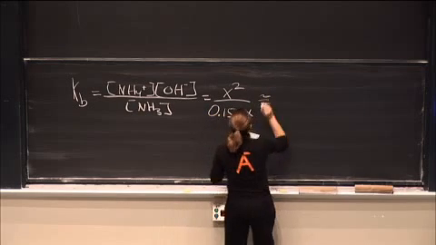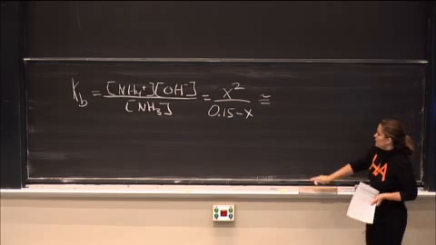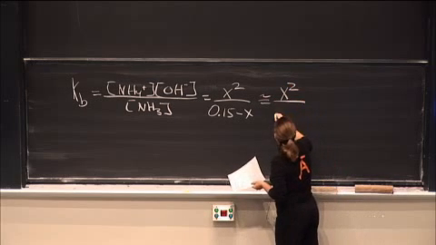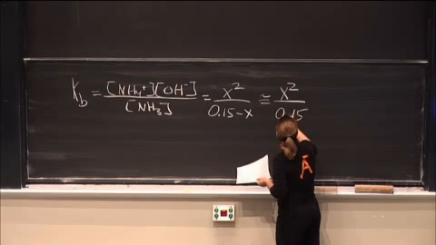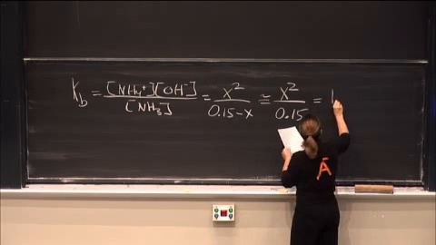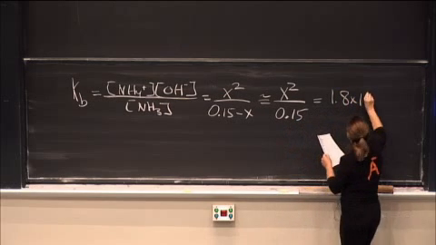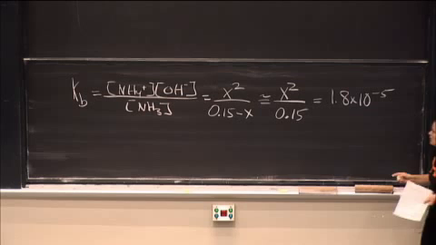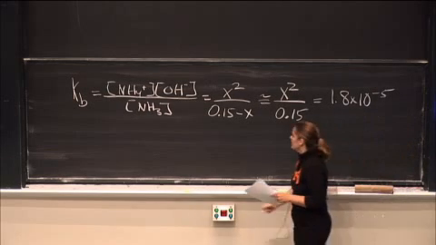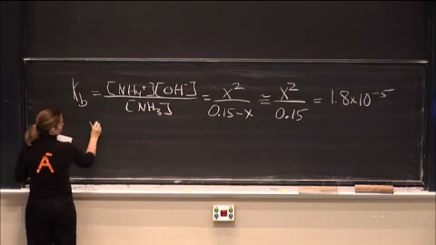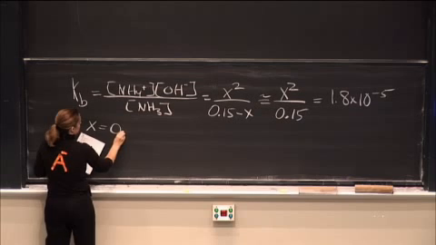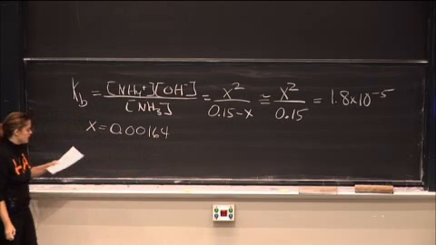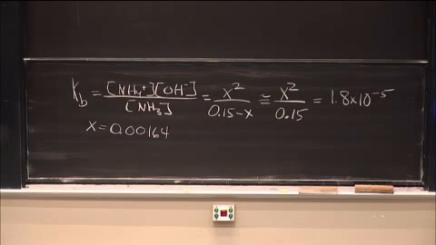And now we can make an approximation here that x is going to be small compared to 0.15. And so we can say that's just going to be equal to x squared over 0.15. And the Kb value that was given was 1.8 times 10 to the minus 5. So now we can solve for x using this approximation. And using this approximation, x comes out to be 0.00164.